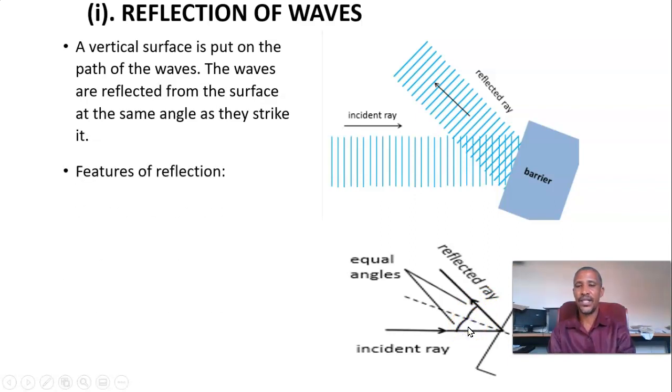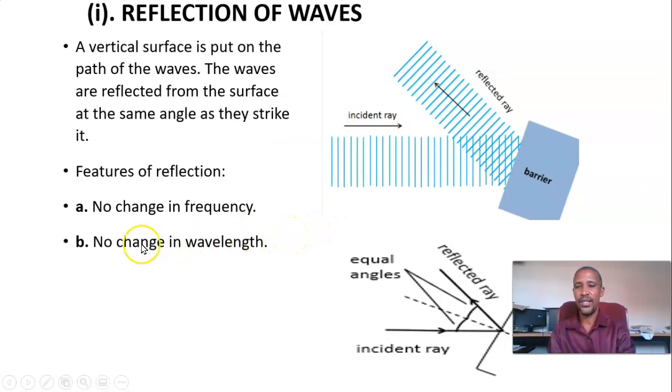Then the features of reflection: A, there is no change in frequency of the wave. The frequency of the incident wave is equal to the frequency of the reflected wave. B, there is no change in wavelength, so the wavelength from this peak to that peak is equal to the wavelength from that peak to that peak.